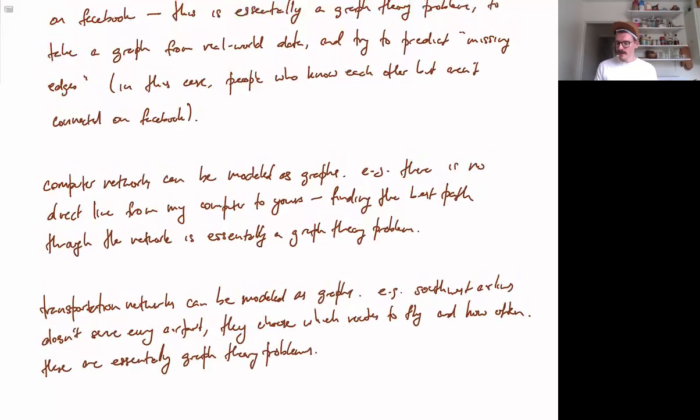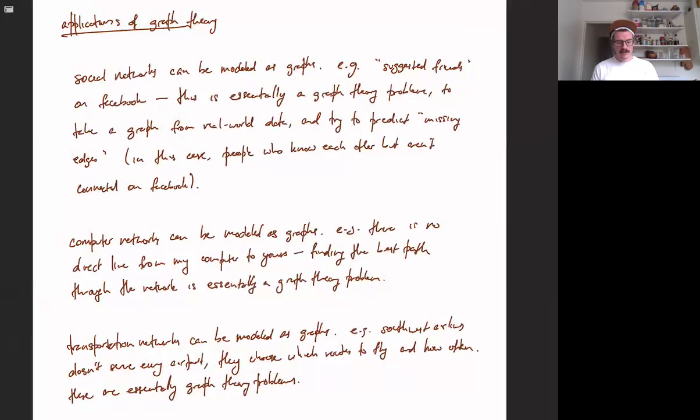So all of these things and many, many more are places that graph theory shows up in real life. And if you're looking for examples in your own field of interest, I'm sure you will find some.